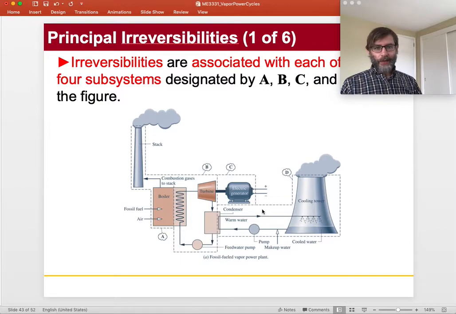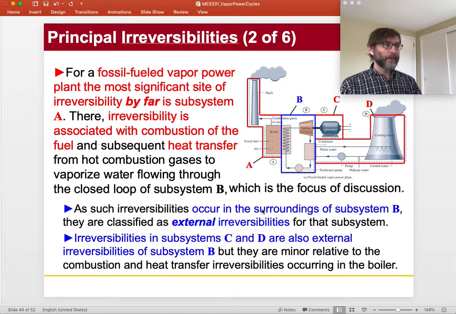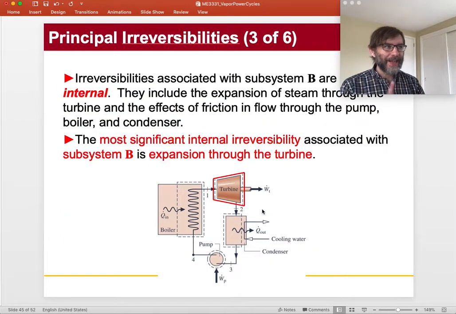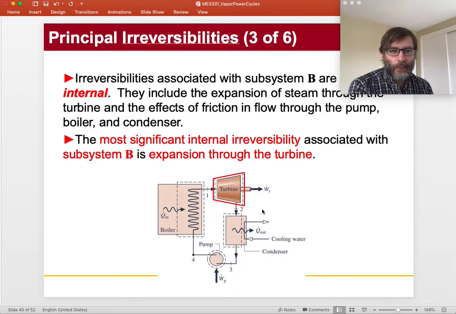The ideal Rankine cycle has no irreversibilities, all reversible processes. There are irreversibilities, big time, in any system, especially a big power plant like this. So in a fossil fuel power plant, by far the most important irreversibility is the combustion and the subsequent heat transfer from hot to cold. But those are outside our system boundary, so we don't care about them so much. We mostly care about the irreversibilities inside our system, okay? So if you think about what's inside our system, what we're talking about are mainly irreversibilities associated with the turbine, and that would be friction, okay?